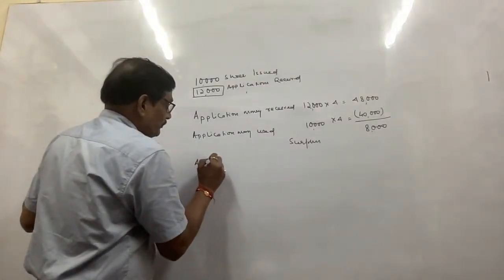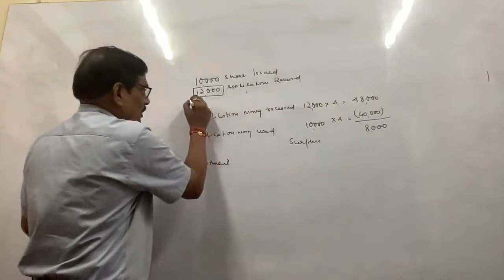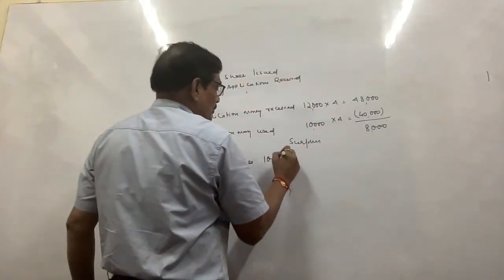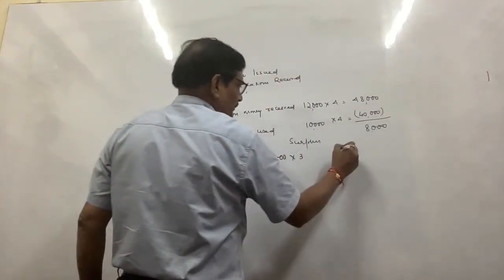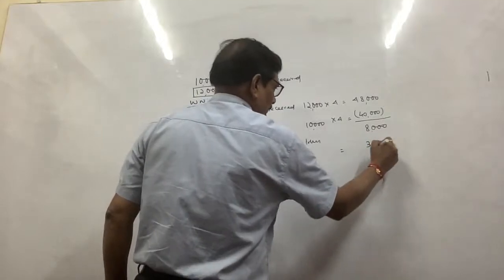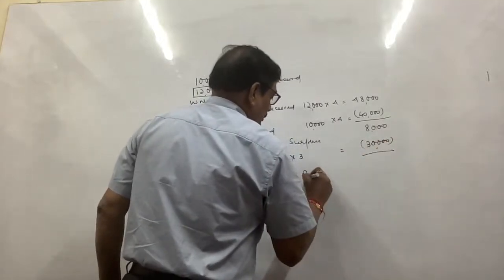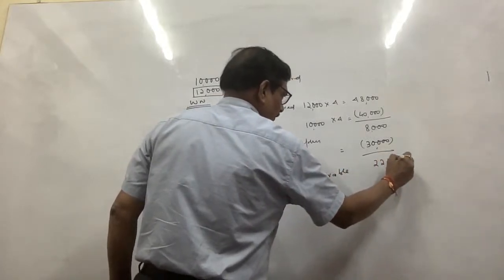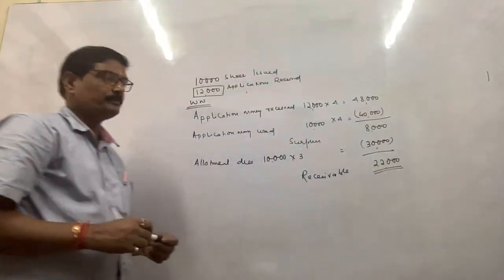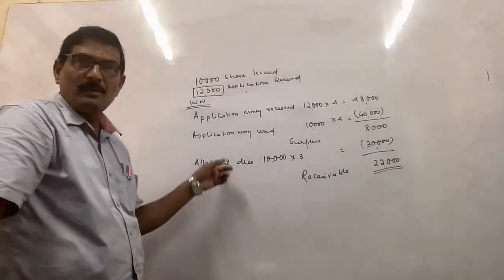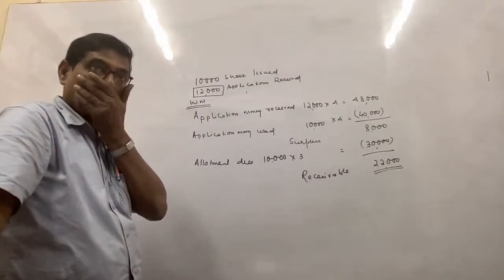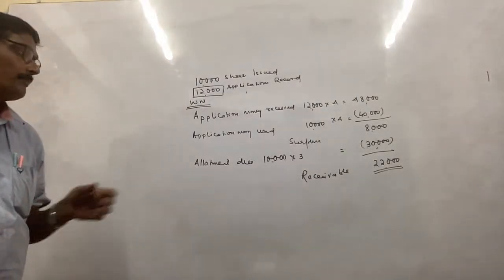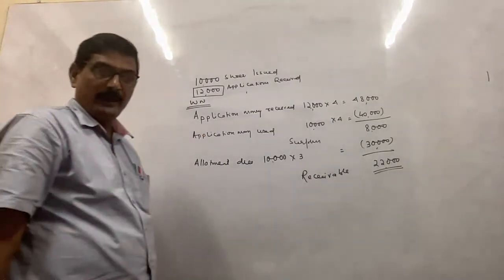Allotment due. This is all working note. Allotment due is how much? 10,000 shares, 3 rupees each. So the amount receivable is 22,000. Amount receivable is 22,000. Right? Okay? Now write down the entries.